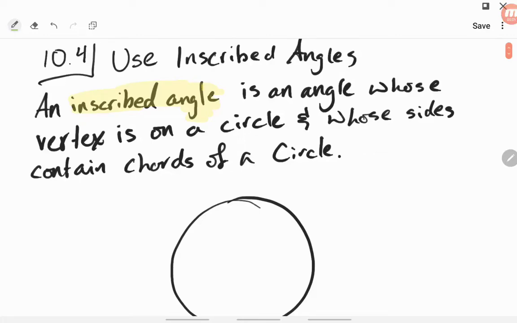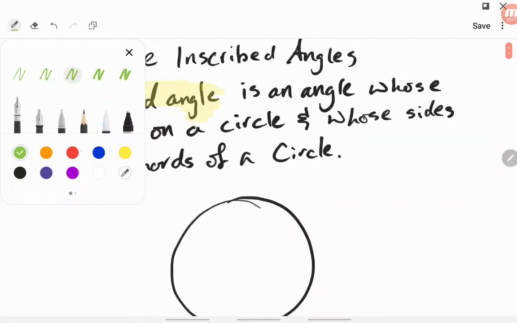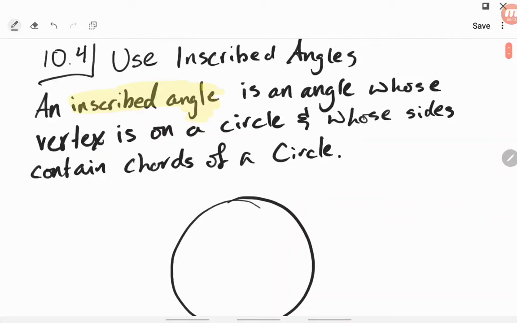Hey guys, I'm here to talk with you all about how we are going to be able to use inscribed angles as well as polygons in this section, right? So I've got inscribed angles and polygons. Forgot to write that down. And polygons.